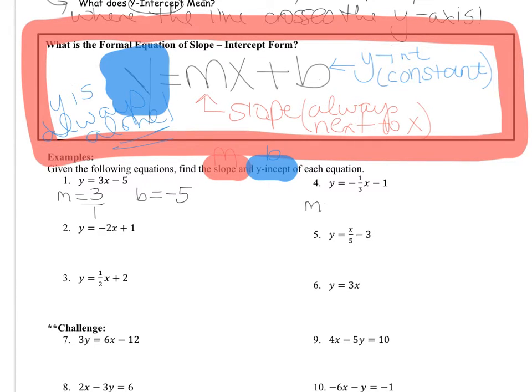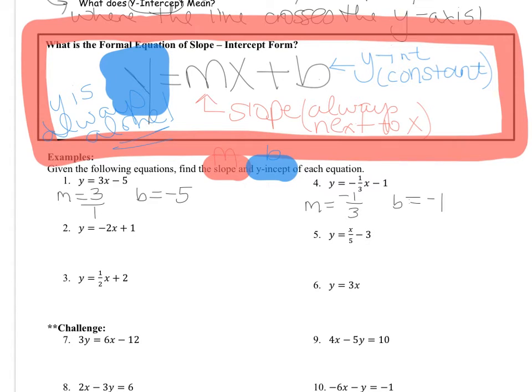Let's jump over and look at number 4. I need to find M. I need to find B. So M is always next to X. What value is next to X? -1/3. B is always alone. B is always my constant. What value is my constant? -1.